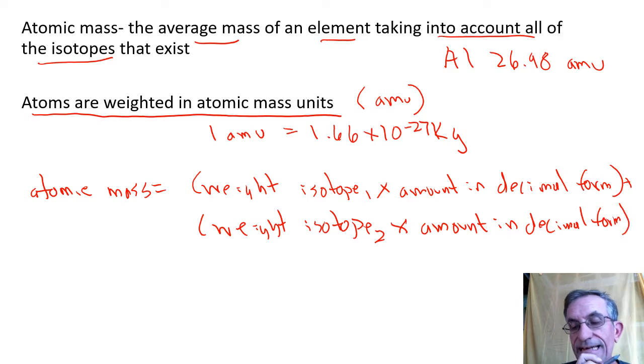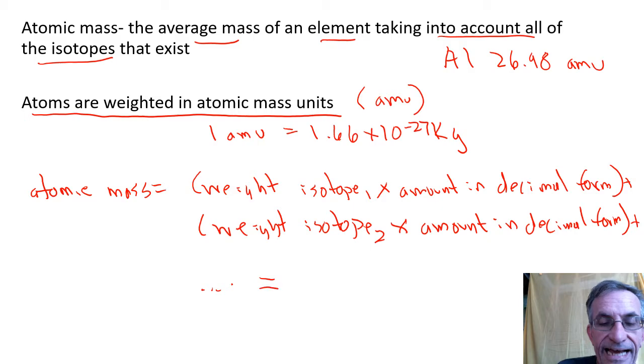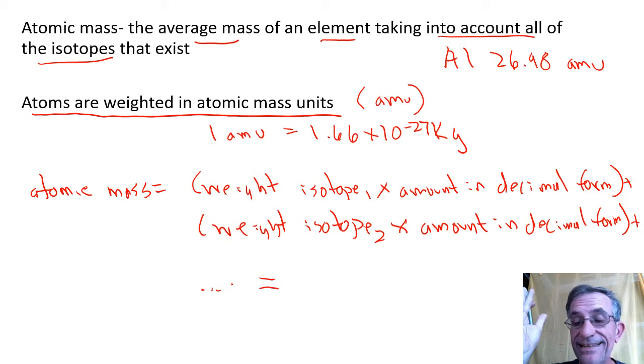And then you keep doing that. If there's 3 isotopes, you would do this 3 times. Or if there's 4 isotopes, you would keep doing it over and over and add the answers together. Okay? All right, so with that, let's do an example. This will probably make more sense once we do an example. All right, so let's flip over. I have an example. Let's get to it.